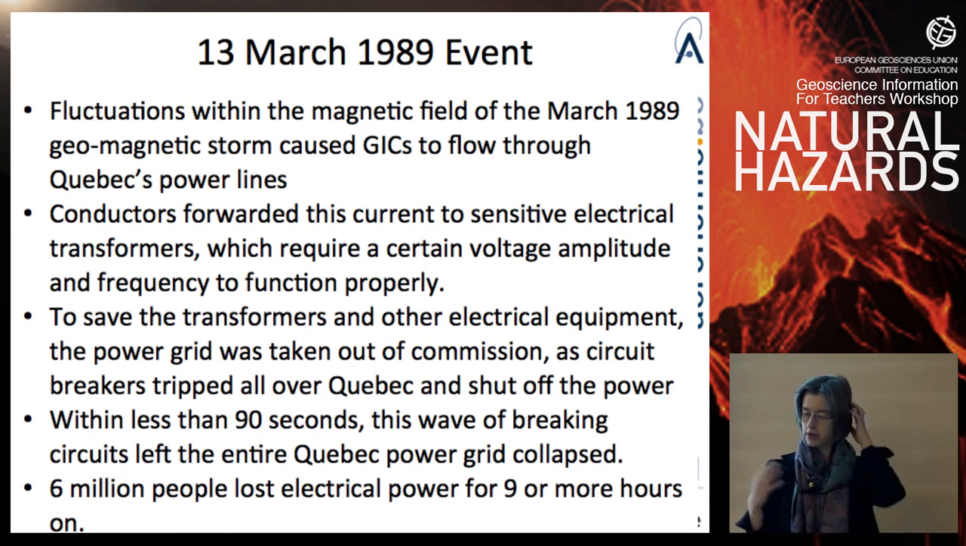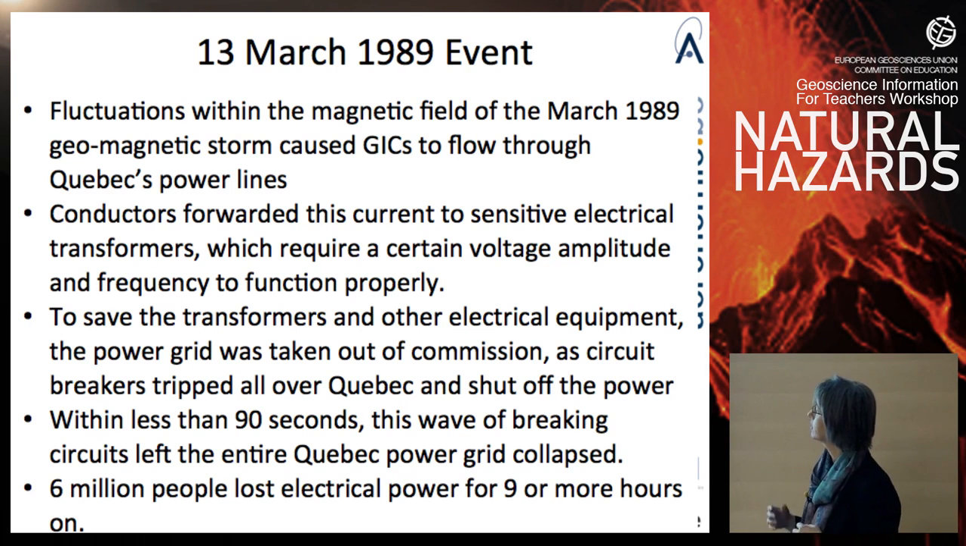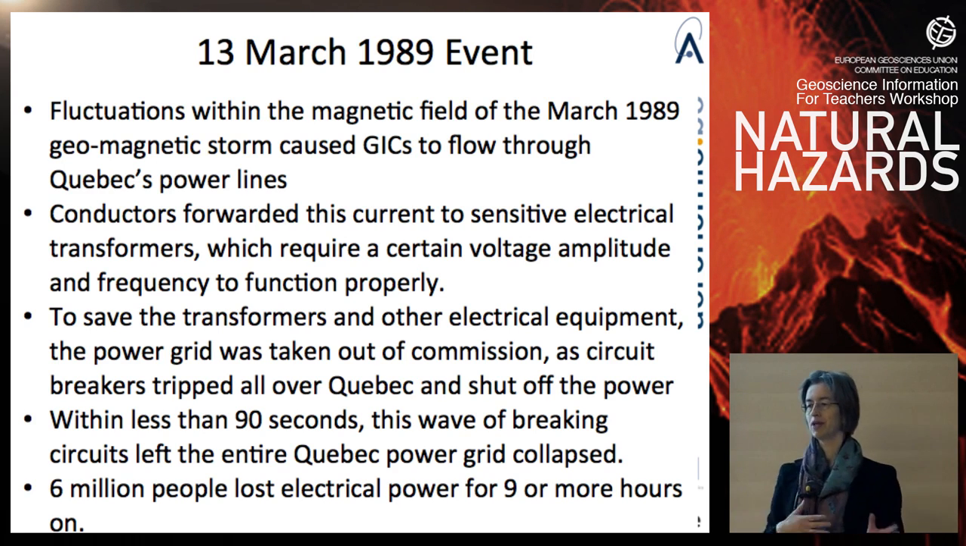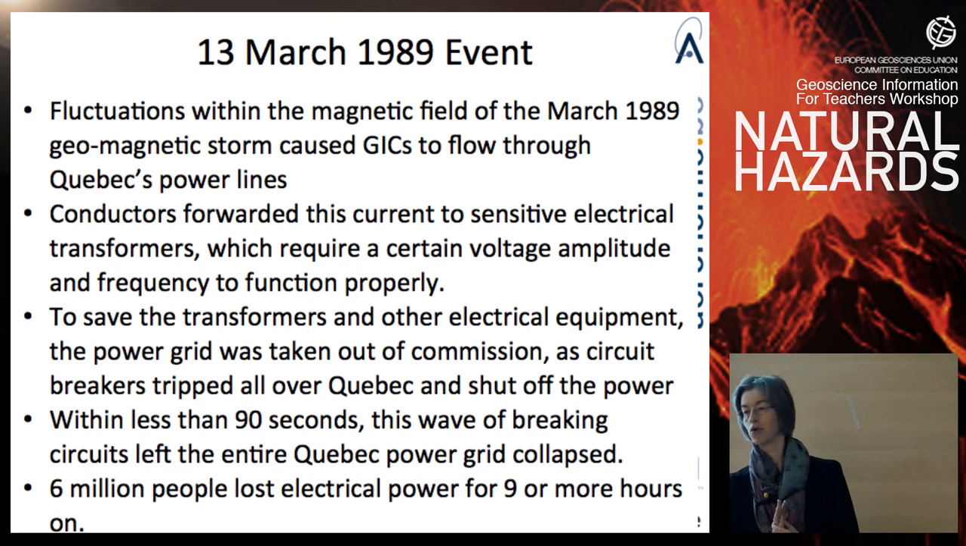So conductors forwarded the GIC to sensitive transformers, and they actually require a certain voltage, amplitude, and frequency to function properly. So there's some automated procedure to save the transformers and other equipment. The power grid was automatically taken out of commission as something called circuit breakers tripped all over Quebec and automatically shut off the power system. But what happened was all this occurred within 90 minutes, and actually it kind of surprised everybody because nobody was really looking at the sun in that way. This is some years ago, you know, and we have really come far since then. And 6 million people lost electrical power for 9 or more hours.